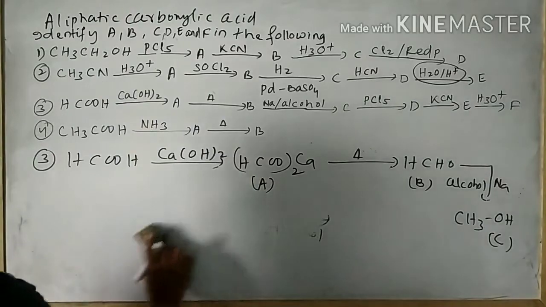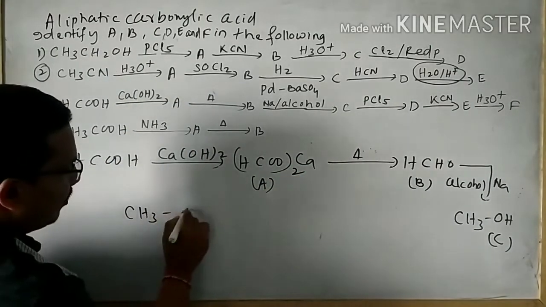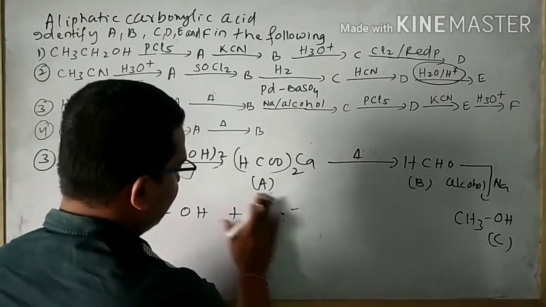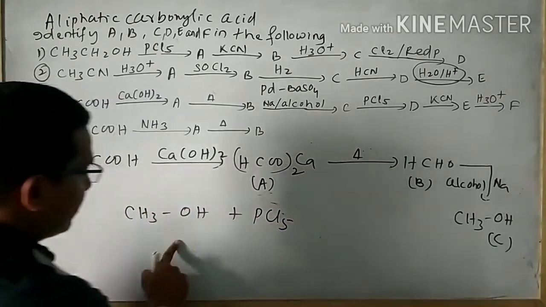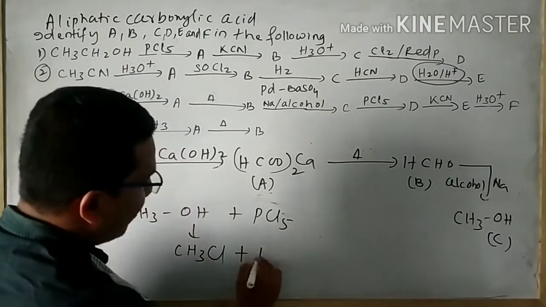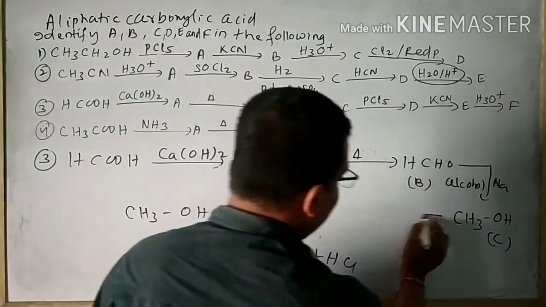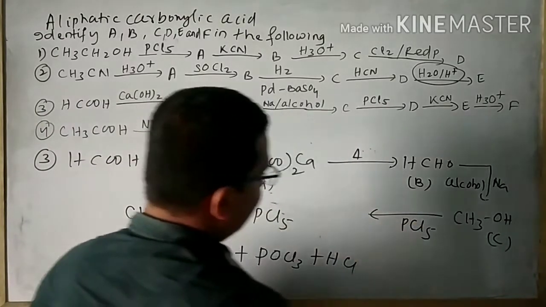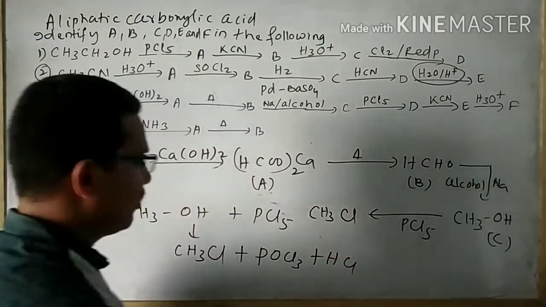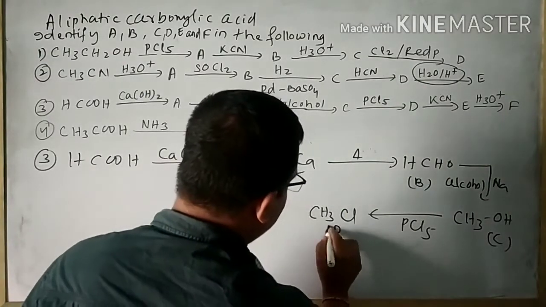Now product C is subjected to reaction with PCl5. CH3OH reacts with PCl5. Then CH3Cl, methyl chloride, is formed, and the byproducts are POCl3 and HCl. So we can write PCl5, and this gives CH3Cl, methyl chloride. This is said to be product D.